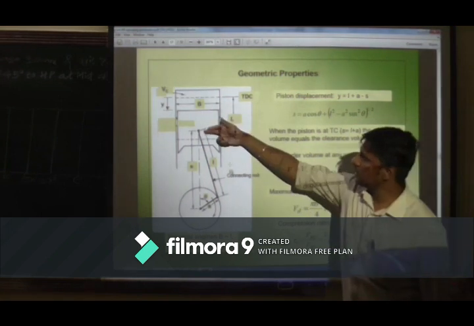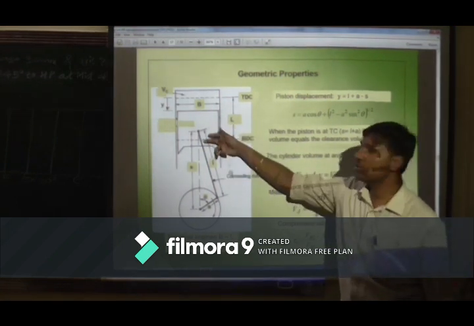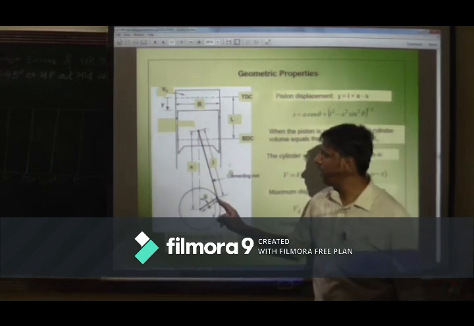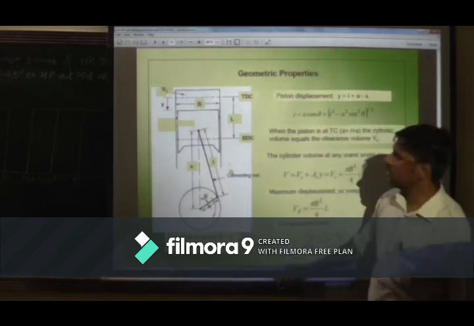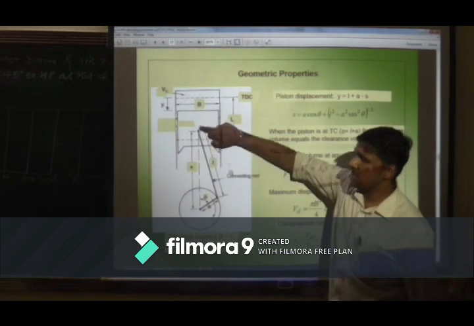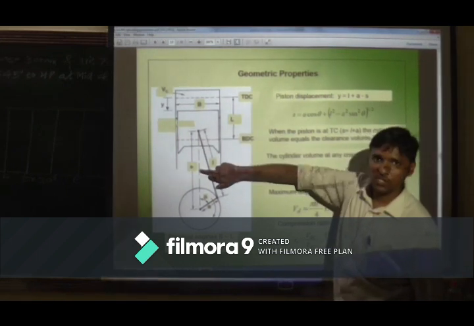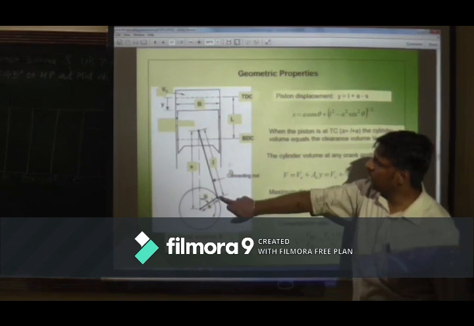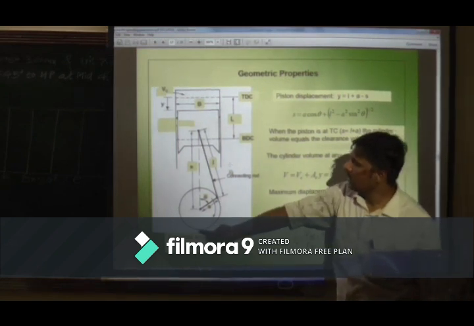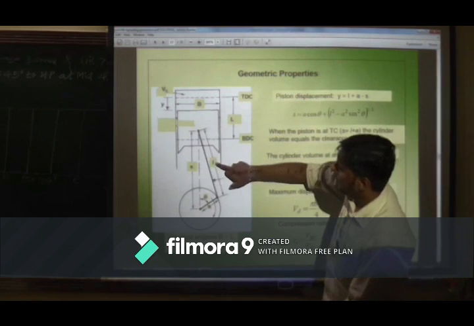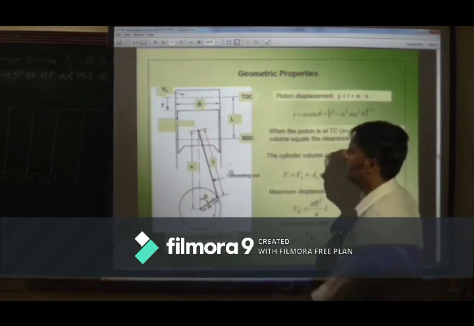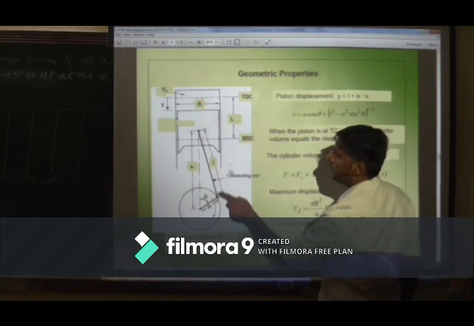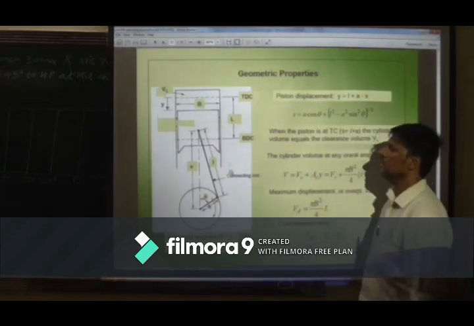What is L? That is the connecting rod length, it will not change. A, that is the crank length, it will not change. But if you see, this S is imaginary. It will change as this moves. When this point is here, S will be L plus A. When this point is here, S will be L minus A. So this way it will change.